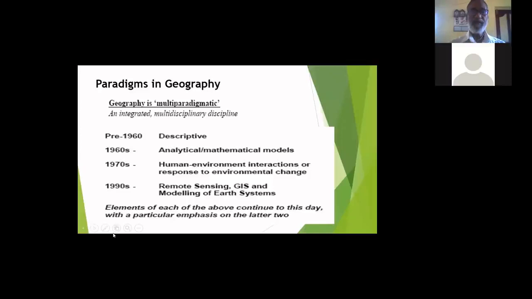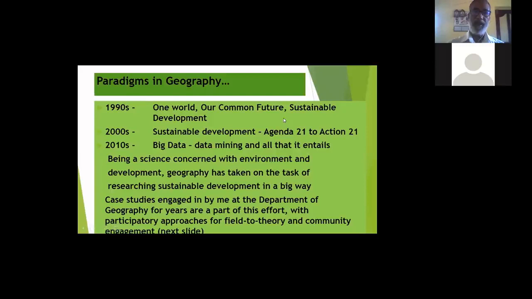The inaccessible became accessible by vicarious travel, not by actual physical travel, but by virtual travel and so on. And so in the 90s, like I said, sustainable development became our paradigm for the world, not just geography, sociology, or social sciences, but also sciences like chemistry, physics, and so on. Sustainable development is not just for social sciences, but it arose from the idea of one world, a common future.